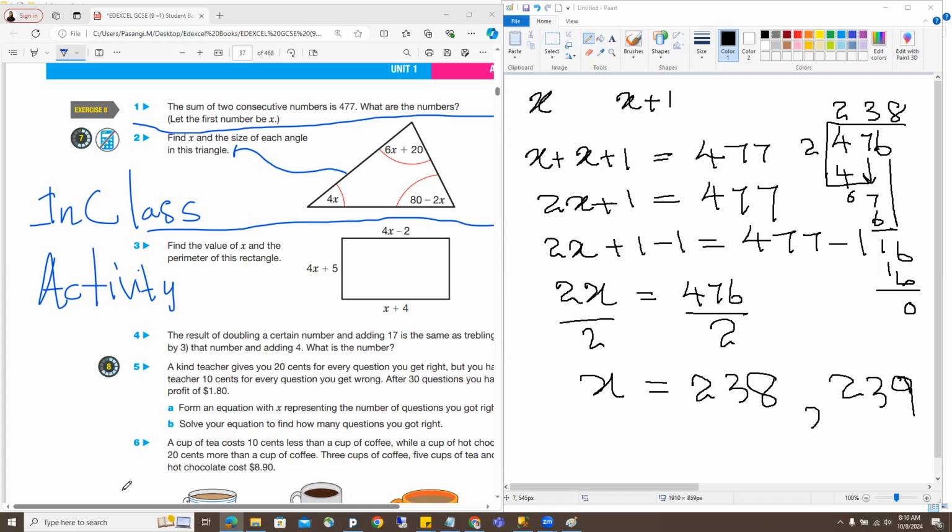Miss, are you there? Yes, tell me. Miss, I got the answer. It is 238. Yes, 238 is the first one. Then the second number is 239. Yes, very good. Now, can you do the second question only? Okay.